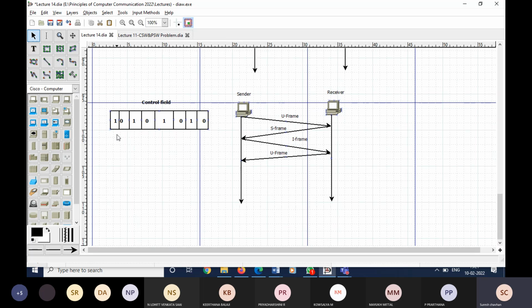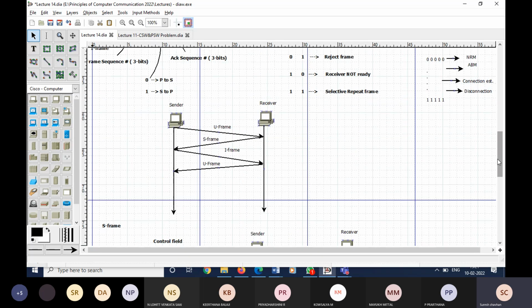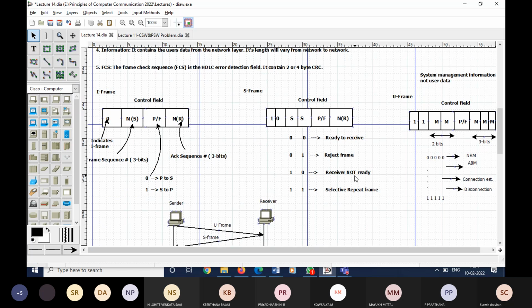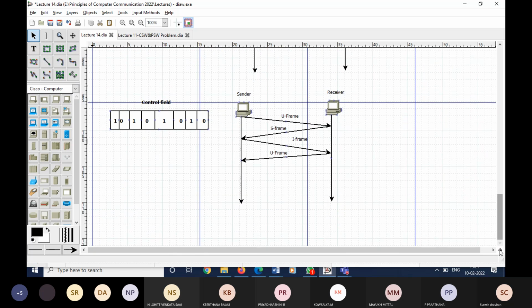So 1 0 indicates the S frame. What is the meaning of the 1 0? The 1 0 meaning is receiver not ready, right?